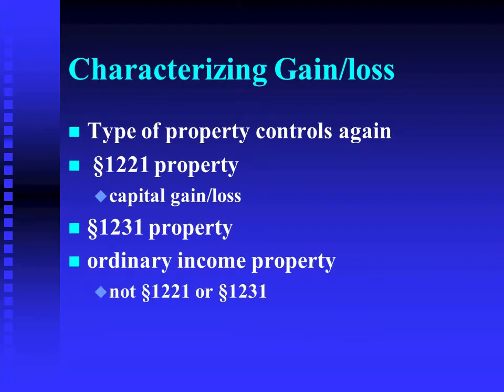And then if it's neither 1231 or 1221, it's just ordinary income property, and it generates always ordinary gain. And we'll put all these pieces together as we get into Part 2. For now, we just want to concentrate on 1221 capital gains properties for this section.